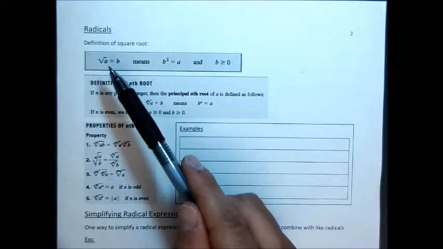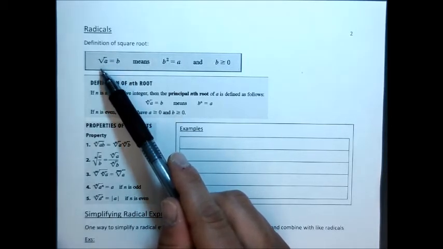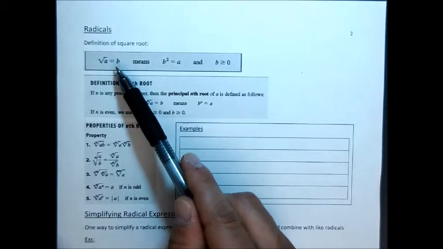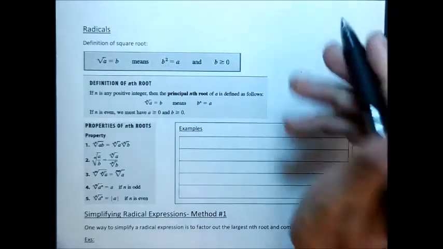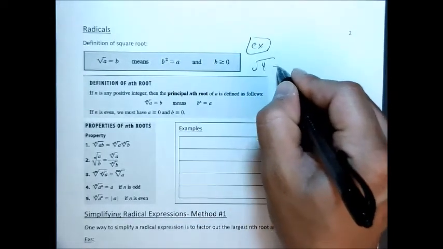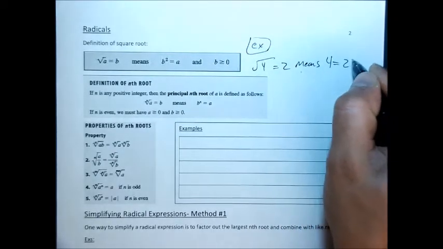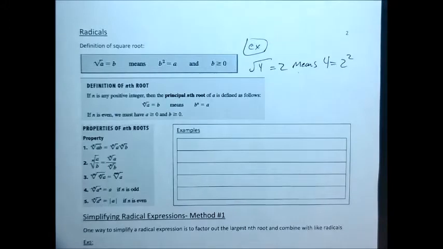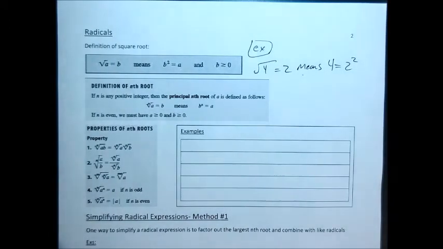So first of all, if we have a square root, we know the square root of a. If we have the square root of a equals b, that's the same thing as saying that when we square b, it equals a. So for example, if we have the square root of 4 equals 2, that means the same thing as saying 4 equals 2 squared. So there's that relationship. The other thing I want to take away from this is, well, let me come back to that in a second actually. Let's look at the nth root before I talk about that.